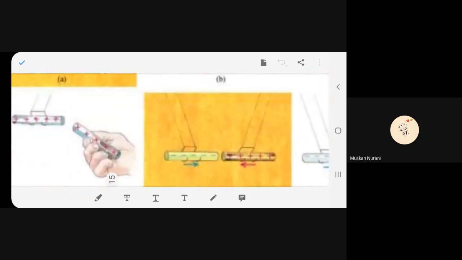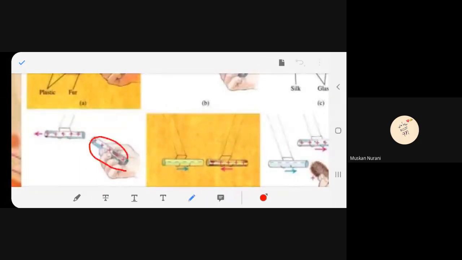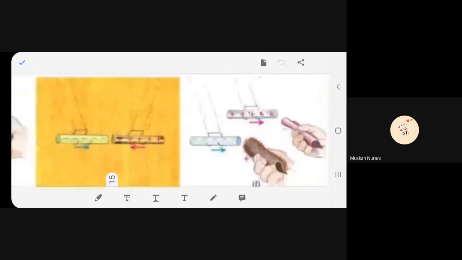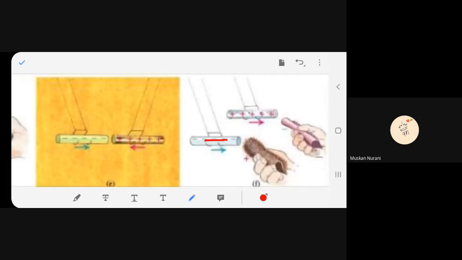Now in this case, if you get the same charges over here, these will go away from each other. If you get these two rods with different charges, they will attract. So this is coming on this side and this is also coming on this side. Do you understand? Over here, with the rods, you are either rubbing with fur or rubbing with silk. If you are rubbing with fur, it is getting negative charges. If you are rubbing with silk, it's getting positive charges, and both of them attract each other.